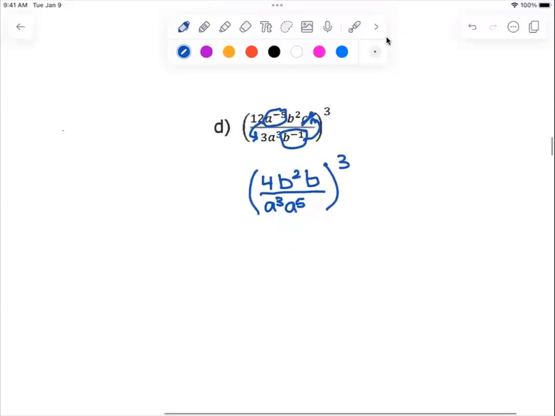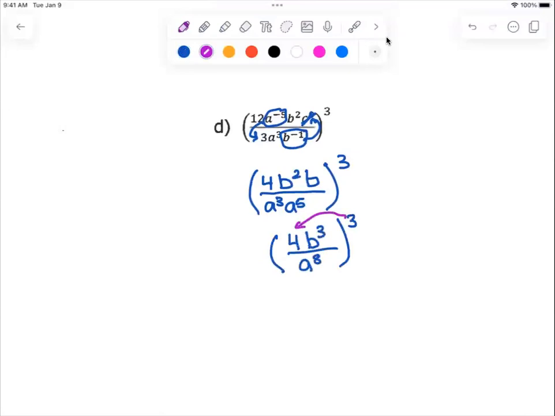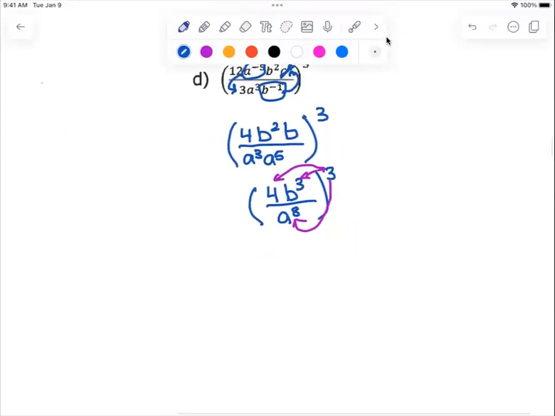I'm still going to simplify my parentheses. B squared times b is 2 plus 1 is 3 b's. B cubed. A to the 3rd times a to the 5th, I add the 3 plus 5 is 8. Now I'm going to go ahead and cube it once I simplified. Again, you could have cubed in the beginning. I just think this way causes less errors.